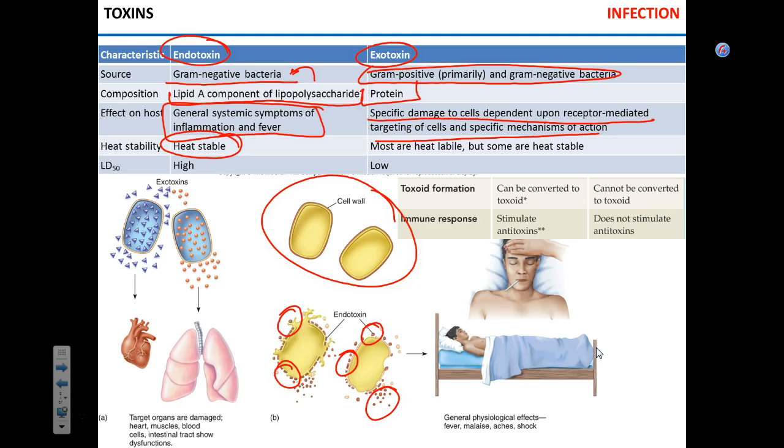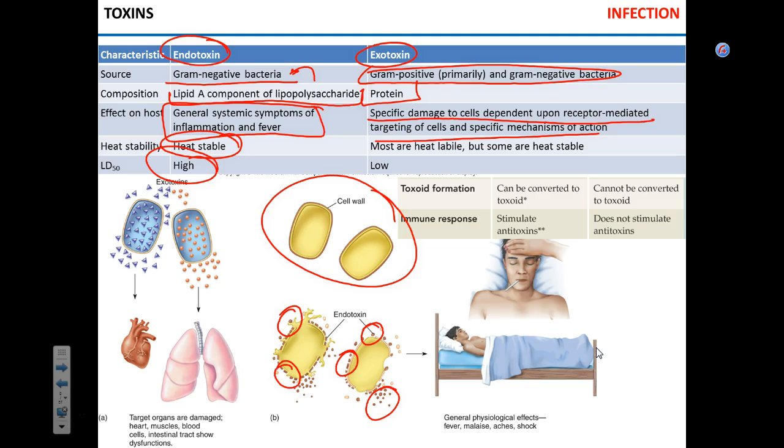Another profound difference between these two is that endotoxin has a really high median lethal dose, which means you cannot possibly kill a person with bacterial endotoxin unless you spike the dose to absolutely unbelievable levels. That makes sense?